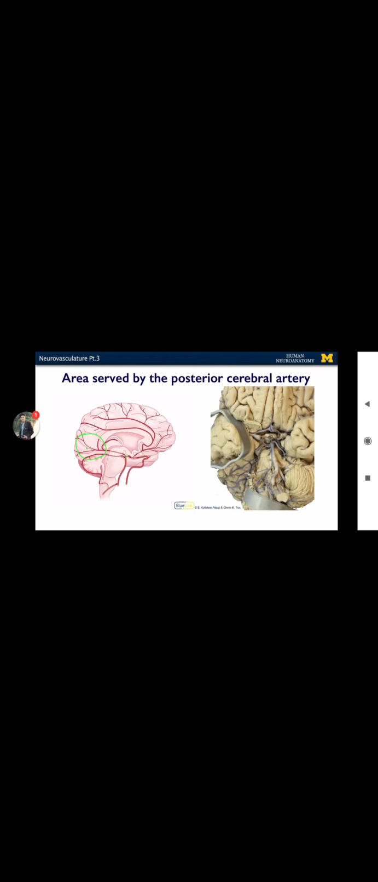So the posterior cerebral artery feeds your occipital lobe. And so if you did have a stroke or a cerebral vascular accident in the watershed area of that artery, you may actually lose vision or have deficits in your visual fields, because that is the area of your brain where you see.